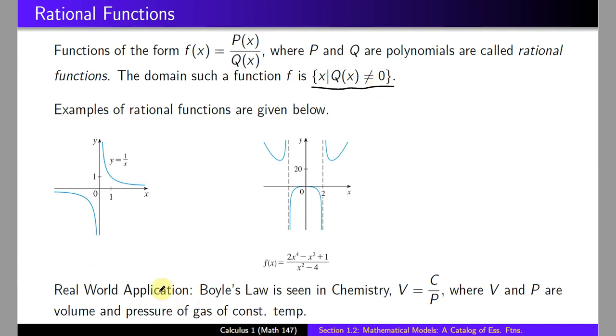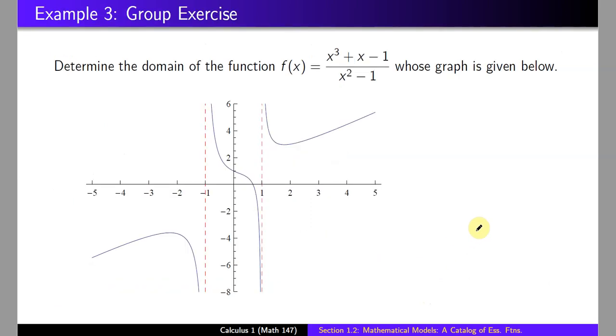Where might you see these things? Well, just in a basic chemistry class, Boyle's law is introduced. This is an example of a rational function describing the relationship in Boyle's law, where V is equal to C over P. Or in other words, the volume and pressure of a gas, when you multiply them, give you a constant.